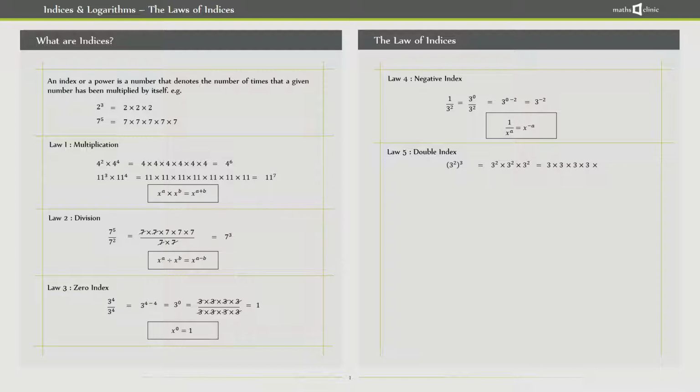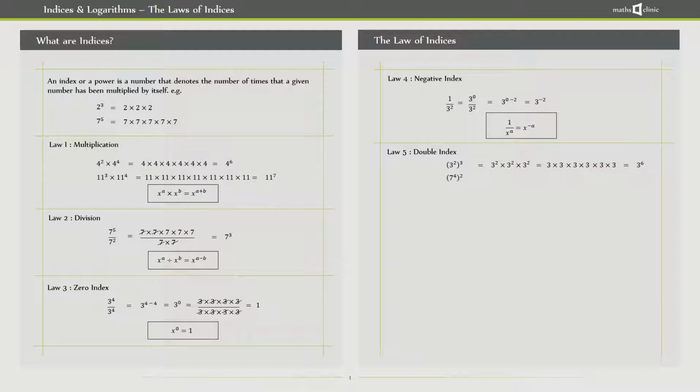For example, in this case, we have 3 raised to the power of 2, and then we raise it again to the power of 3. When you break this down, you simply have 3 to the power of 2 multiplied by 3 to the power of 2 multiplied by 3 to the power of 2. If you expand this further, you have 3 times 3 multiplied by 3 times 3 multiplied by 3 times 3, which is 3 times 3 times 3 times 3 times 3 times 3. Basically you have 3 to the power of 6.